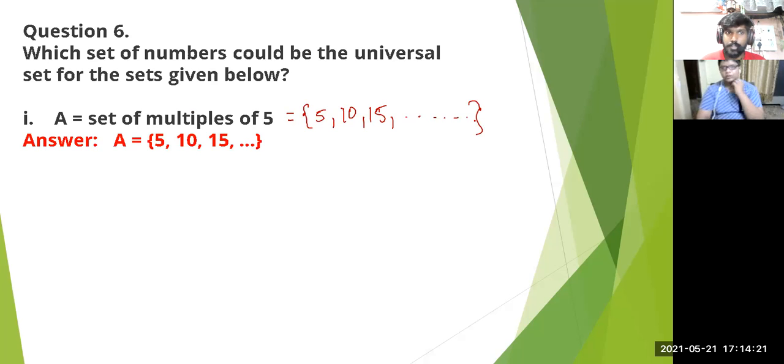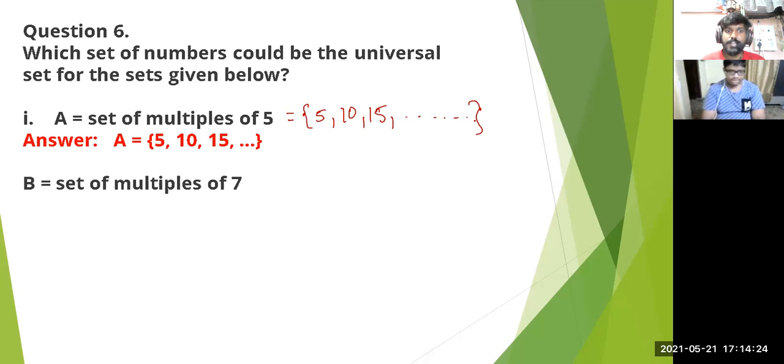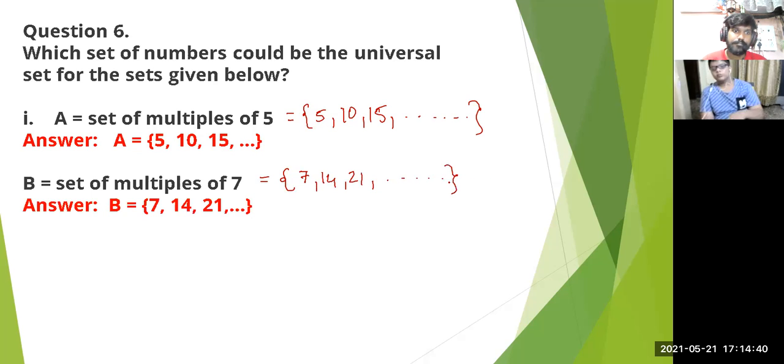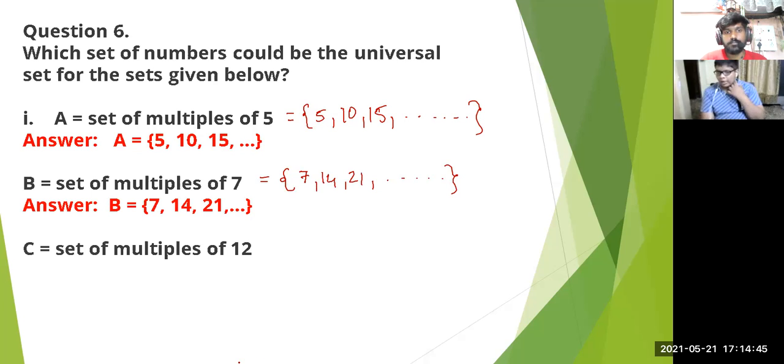Correct. So this is multiples of 5. B is a set of multiples of 7. How will this look like? 7, 14, 21, dot dot dot. C is the set of multiples of 12. How will this look like? 12, 24, 36, dot dot dot.